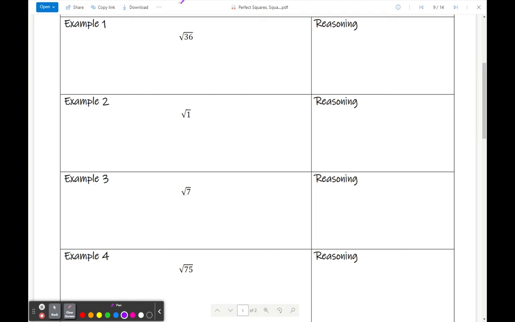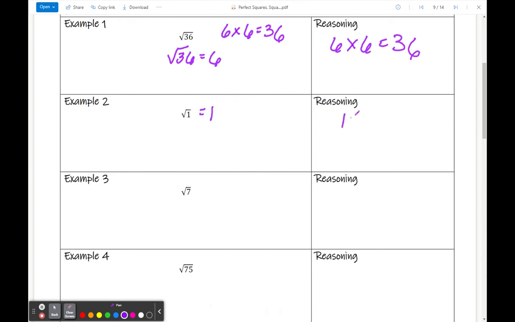The square root of 36. So what number multiplied by itself gives me 36? Well, I could go back up to that chart, or I could think about my multiplication tables, and 6 times 6 is 36. So the square root of 36 is 6. My reasoning would be 6 times 6 is 36. And the square root of 1, well, this one's kind of interesting because we don't normally take the square root of 1, but the square root of 1 is always 1, and that is because 1 times 1 equals 1.